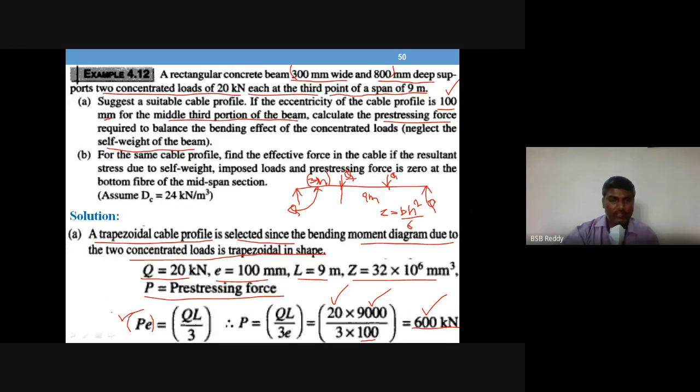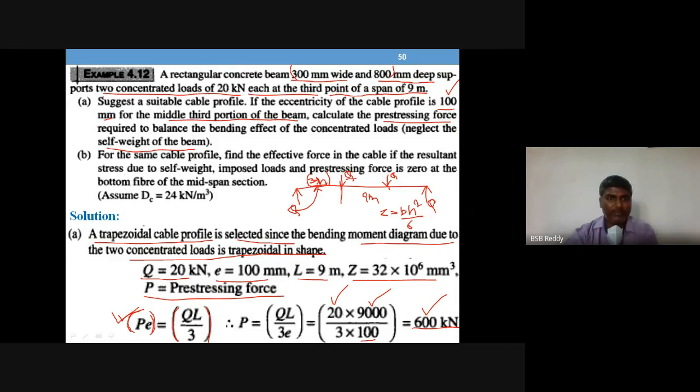So this is the answer to question A. It is purely from the load balancing concept. To balance the bending moment from the load, the moment developed from the pre-stressing force, P into e, is equal to Q into L by 3. This is how we solve this one.